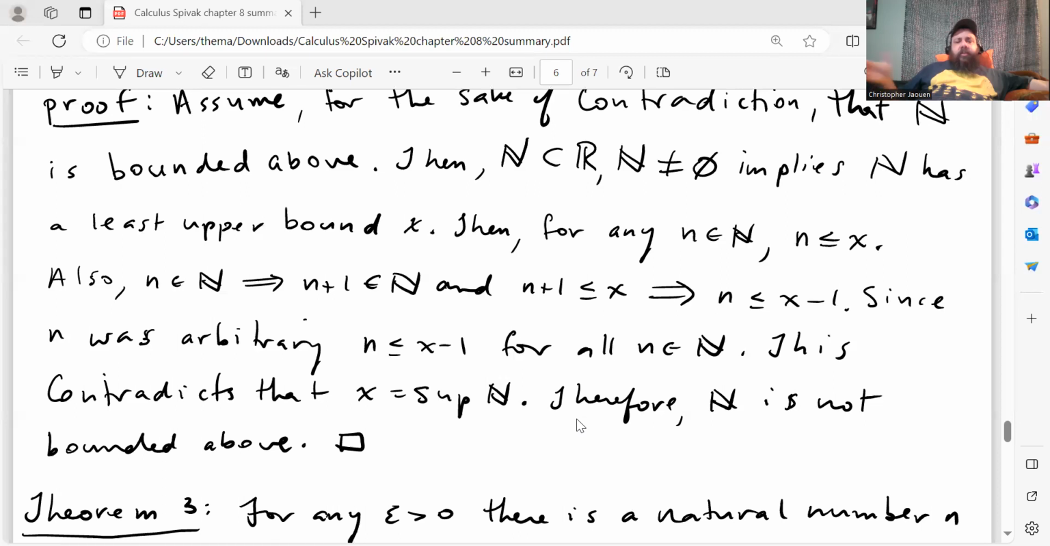Remember, the natural numbers are closed under the successor operation, right? And n plus 1 would also have to be less than or equal to x, which implies that n is less than or equal to x minus 1. Since n was arbitrary, n has to be less than or equal to x minus 1 for all natural numbers n, and this contradicts the fact that x was the supremum of the natural numbers. Therefore, the natural numbers is not bounded above. Okay, so we already knew that the natural numbers were infinite, but this establishes it using the least upper bound property.